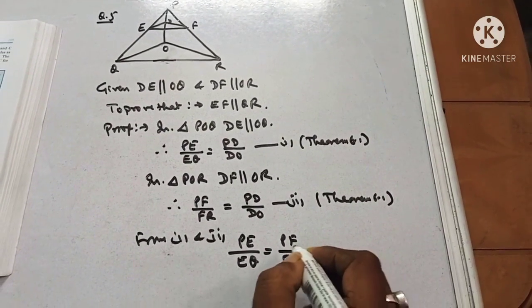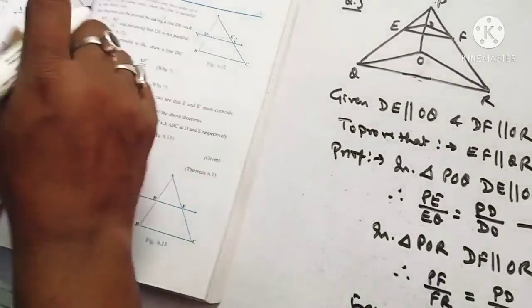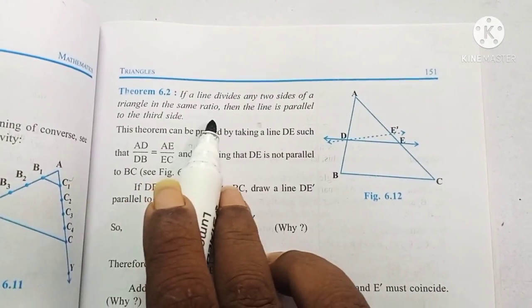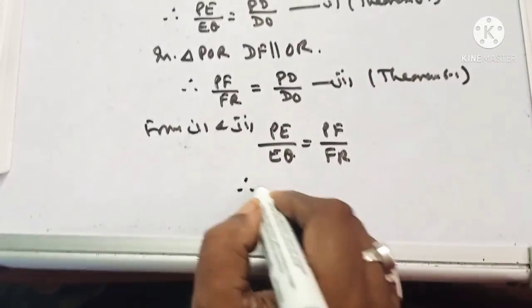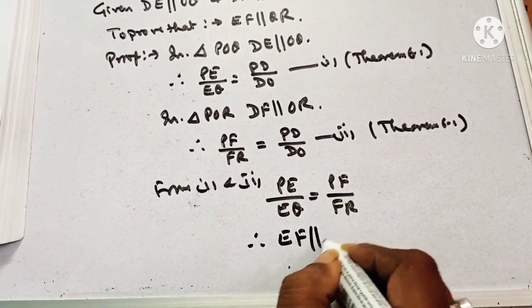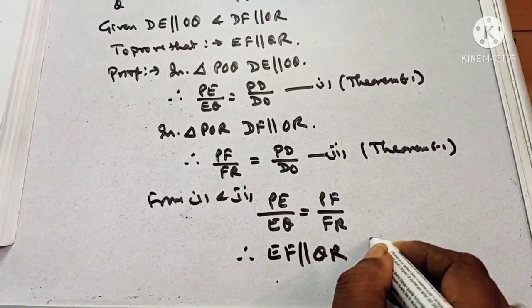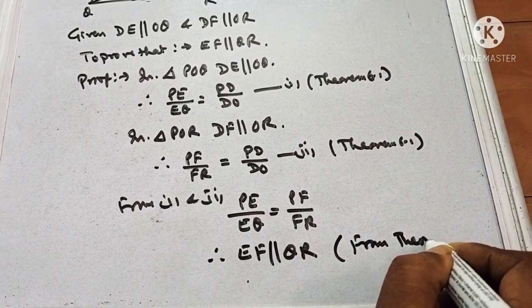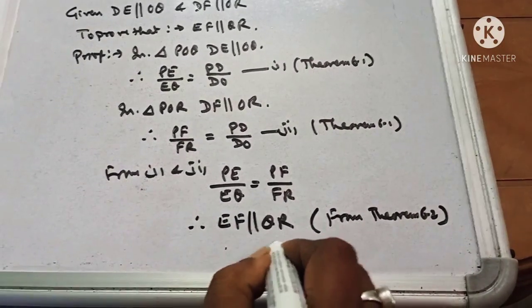So from theorem 6.2: if a line divides any two sides of a triangle in the same ratio, then the line is parallel to the third side. From this theorem, we can say that therefore EF is parallel to QR, from theorem 6.2. So this is proved.